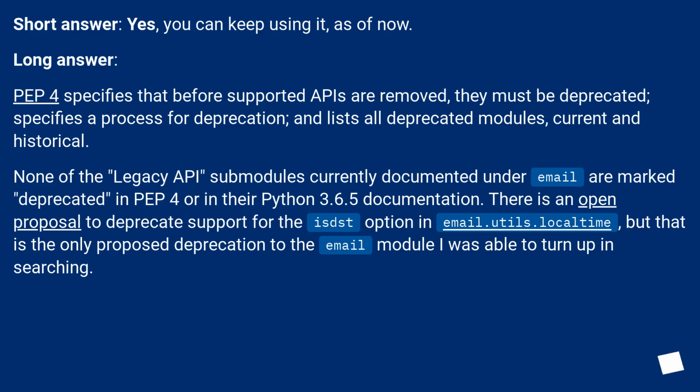None of the legacy API submodules currently documented under email are marked deprecated in PEP 4 or in their Python 3.6.5 documentation. There is an open proposal to deprecate support for the is_dst argument in email.utils.localtime, but that is the only proposed deprecation to the email module I was able to turn up in searching.